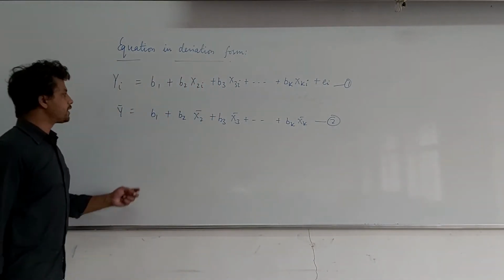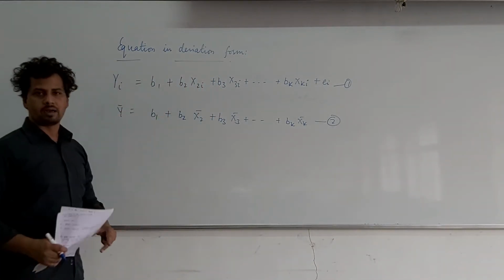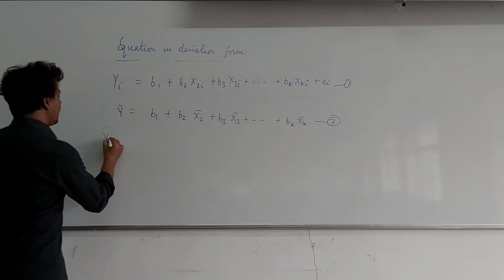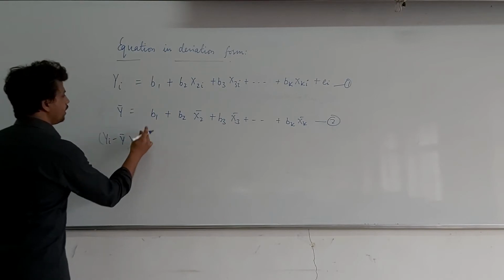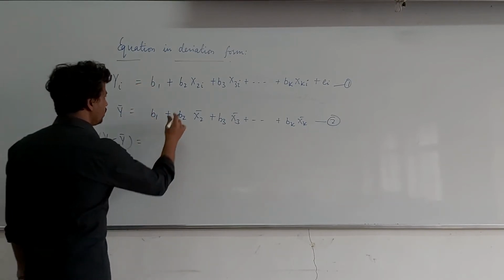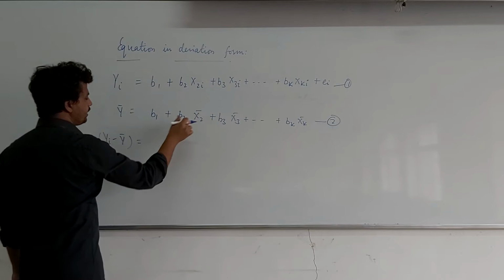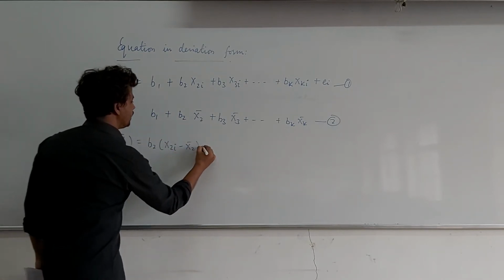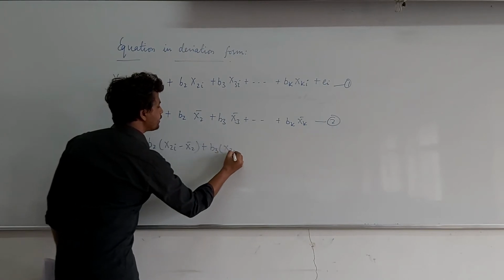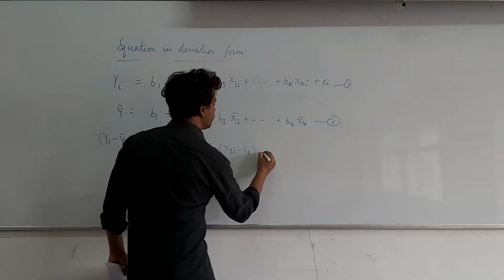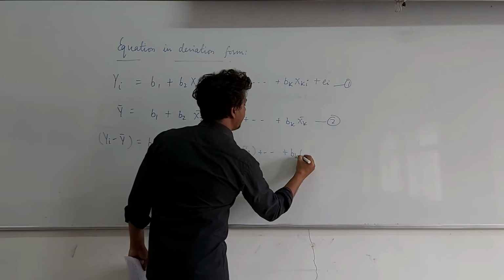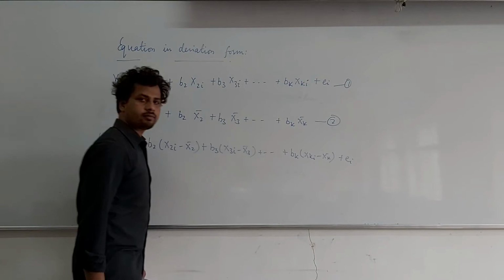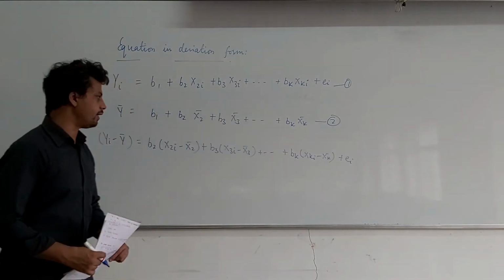Now what we do is subtract equation 2 from equation 1. Subtracting equation 2 from equation 1, we get yi minus y bar. b1 minus b1 will be 0. And now I have b2 times (x2i minus x2 bar). Similarly, I'll have b3 times (x3i minus x3 bar), and so on till bk times (xki minus xk bar), plus ei, because ei minus 0 will be ei itself.